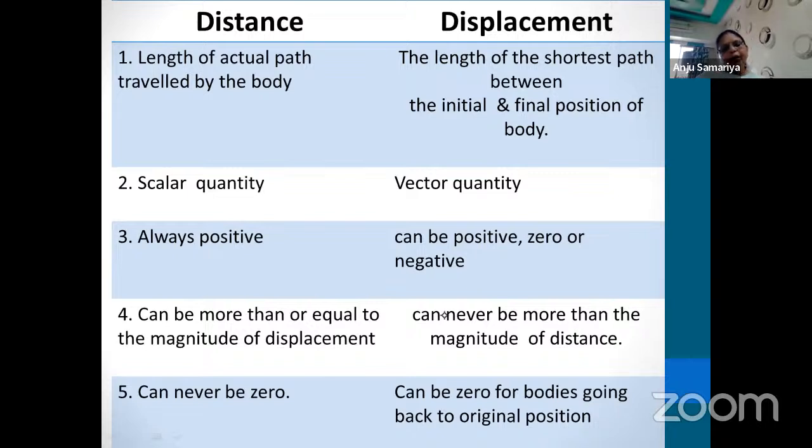Distance can be more than or equal to the magnitude of the displacement. Displacement can never be more than the magnitude of the distance. It can be equal to the magnitude of the distance at most. Distance can never be zero. Displacement can be zero for bodies going back to the original position.